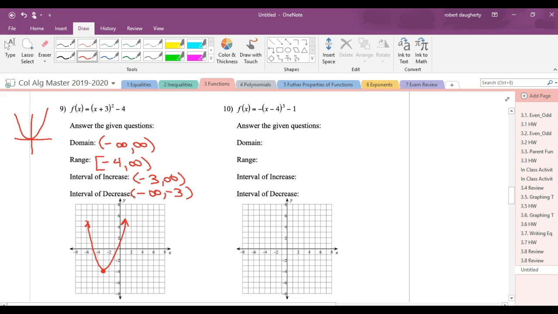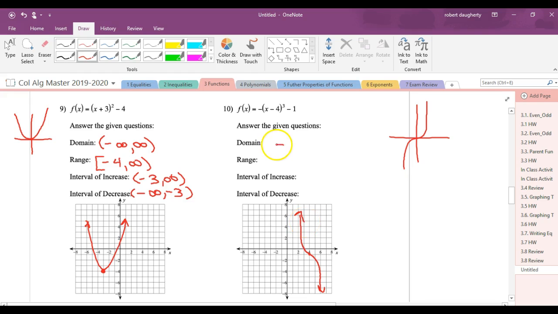Negative x minus 4 cubed, minus 1. This is based on my graph of x cubed. So what has happened to it? That minus 4 means it has moved to the right 4 and down 1. So there's my inflection point. It's been reflected about the x-axis, so what's going to happen to this one is it's going to look like this.